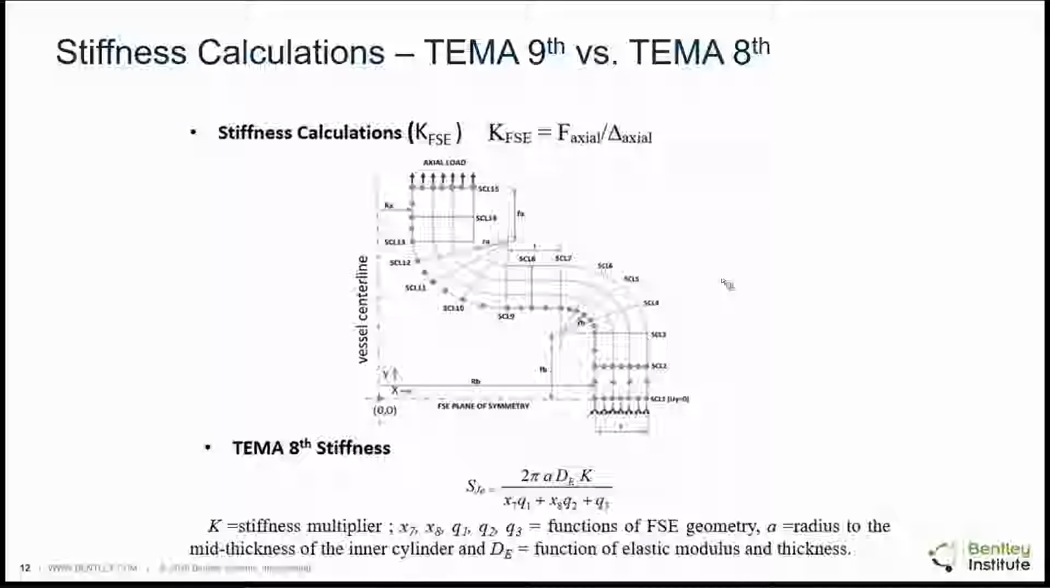TEMA 8th obviously has a much more complex formula, where they have something called a capital K value, the stiffness multiplier, and there are a couple of functions X7, X8, Q1, Q2, Q3, which are functions of the FSE geometry. A is the radius to the mid thickness of the inner cylinder, and DE is a function of elastic modulus and thickness.